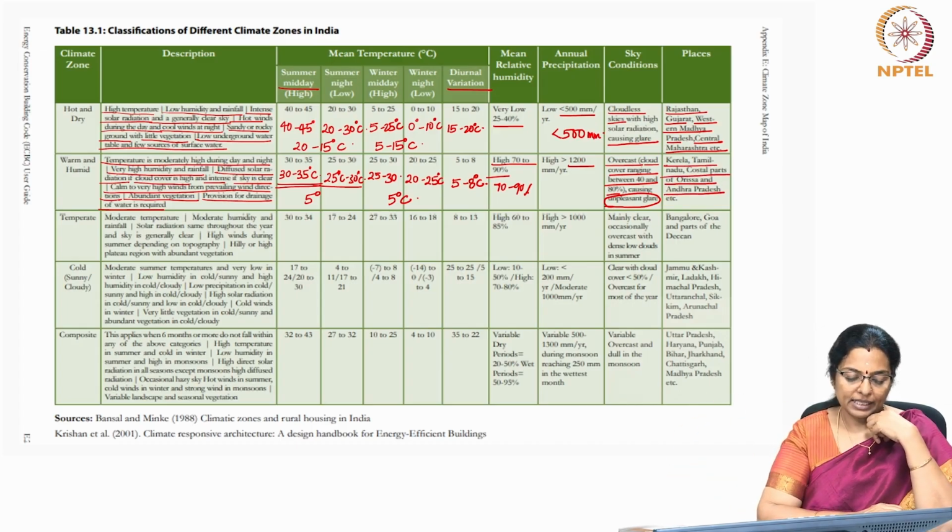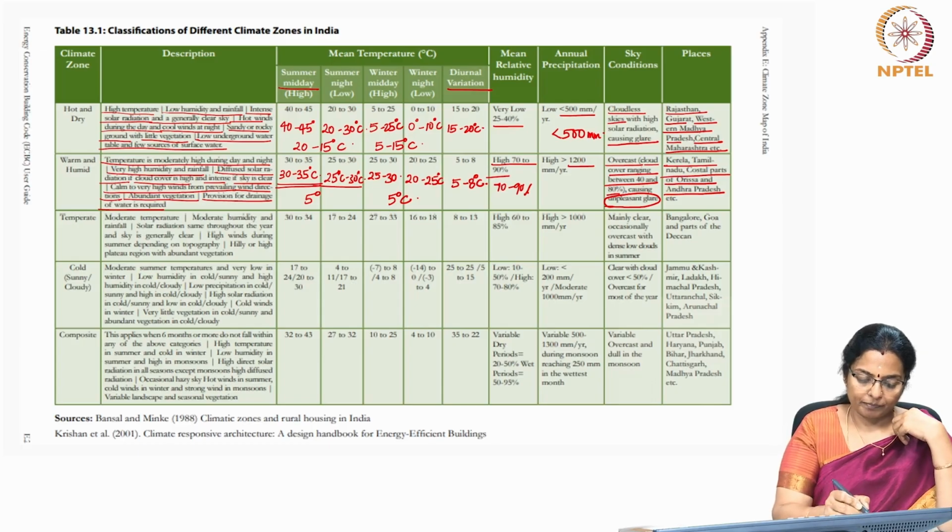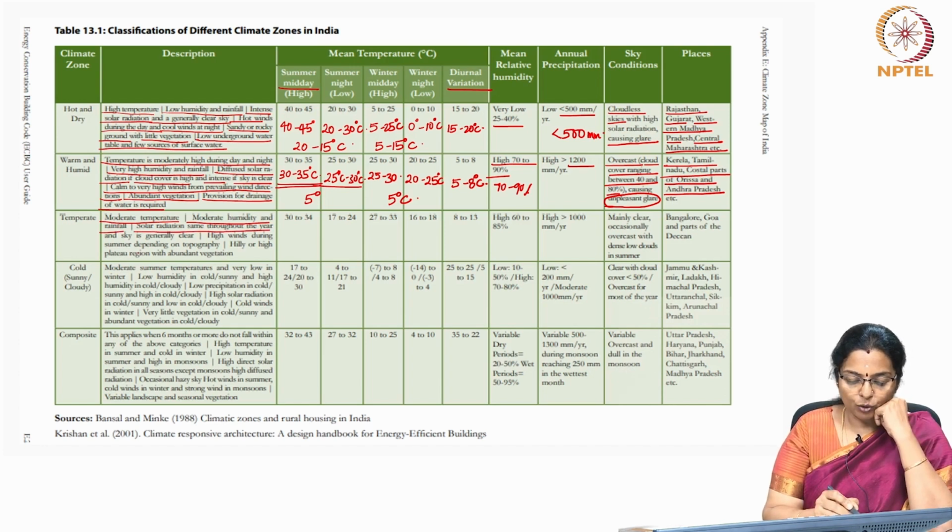Let us now see the temperate climate zone. The temperate climate zone has moderate temperature, moderate humidity and rainfall. The solar radiation is the same throughout the year and the sky is generally clear.